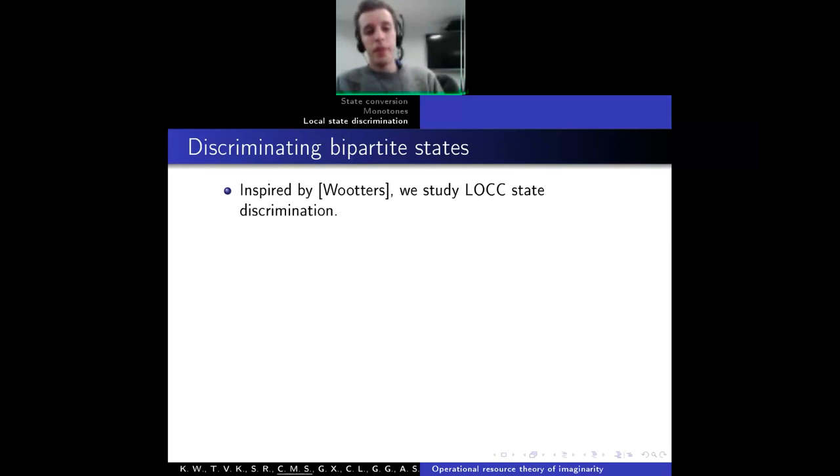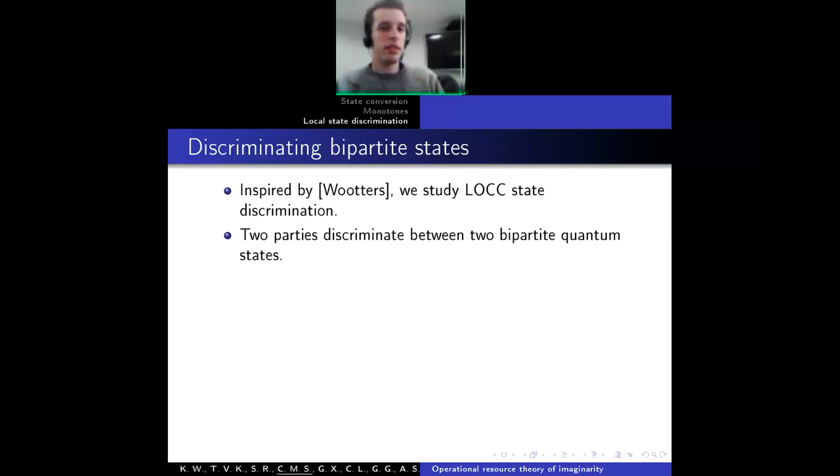So here we want to make a stronger version of the result by Wootters, and then also to test it experimentally. So again, we focus on LOCC state discrimination. What do we mean by this? Essentially we have two parties, two distant parties as in the standard theory of entanglement, and this time they want to discriminate between two, for simplicity, bipartite quantum states. So we want to identify which state was prepared using an LOCC protocol.